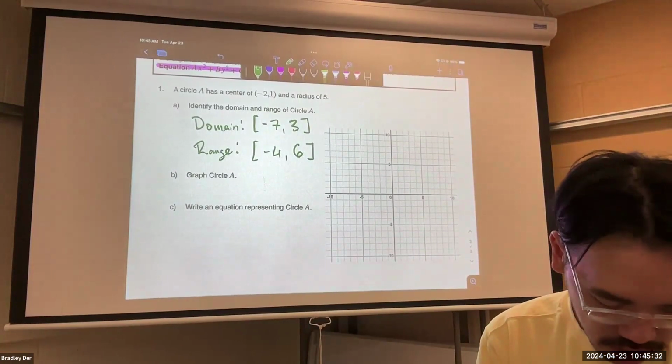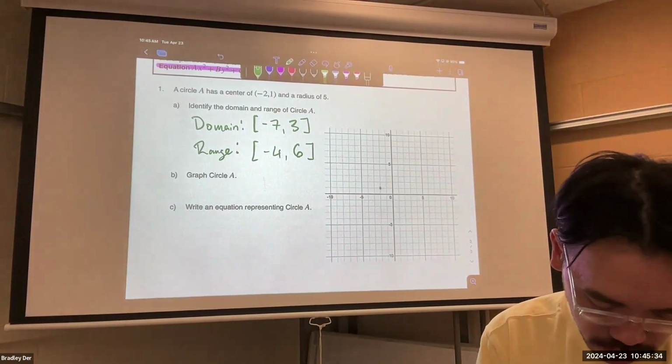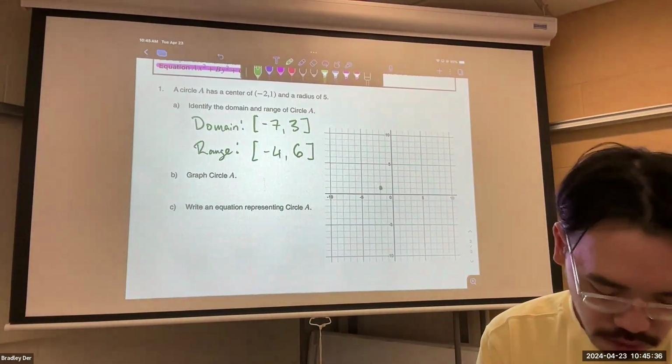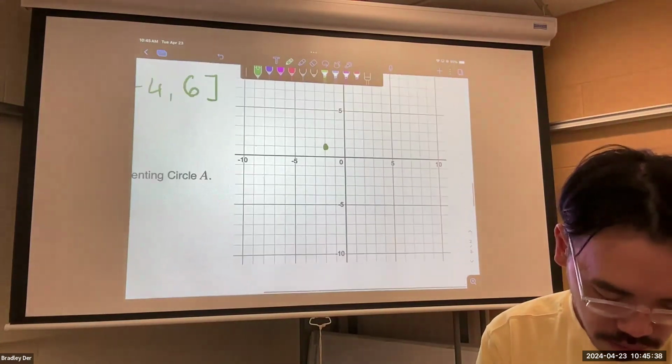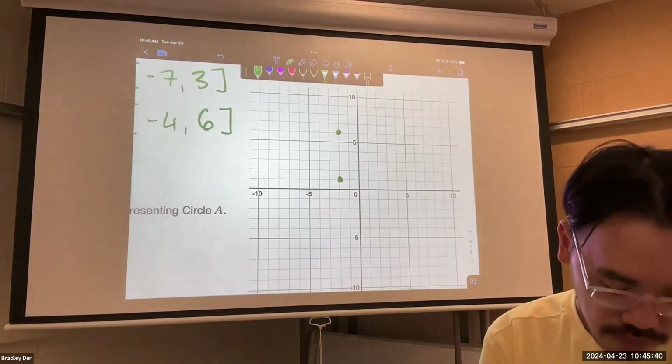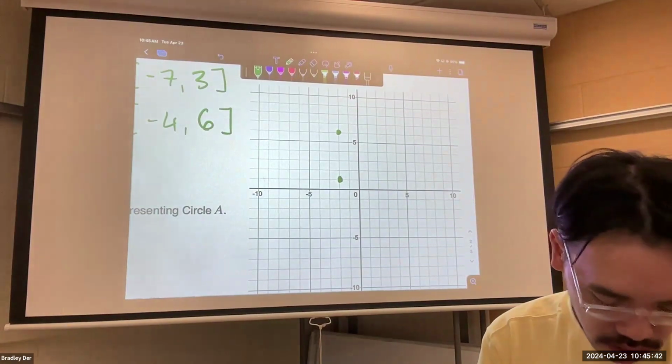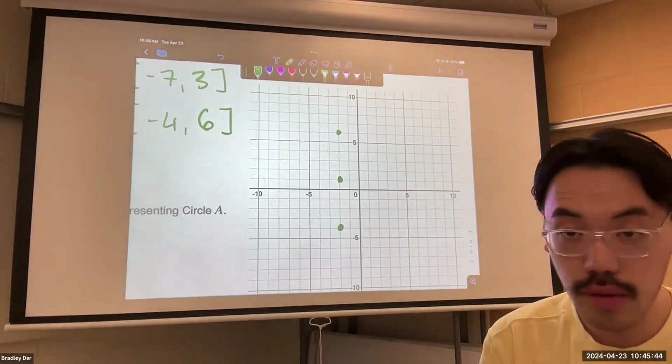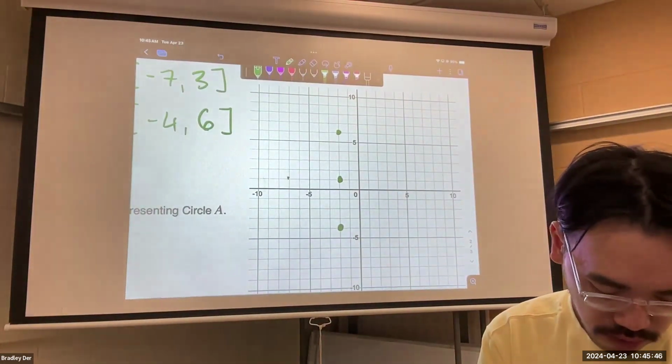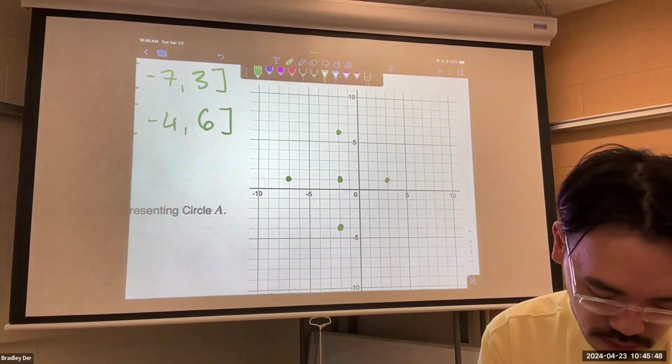Right? If we have a center at -2, 1, that'd be right about here. Radius of 5 means that I want a point that is 1, 2, 3, 4, 5 units above that center, and 1, 2, 3, 4, 5 units below the center, 5 units to the left, and 5 units to the right.